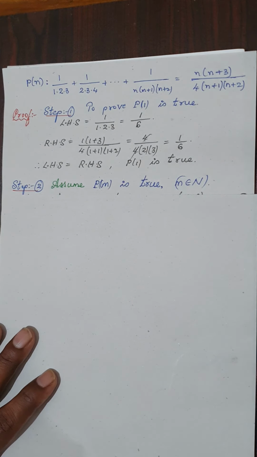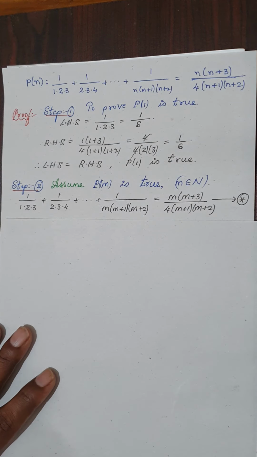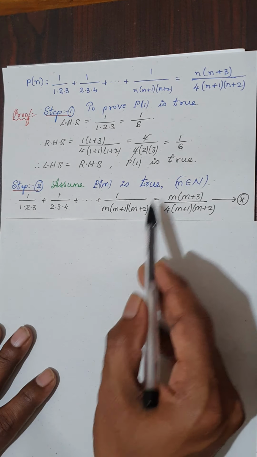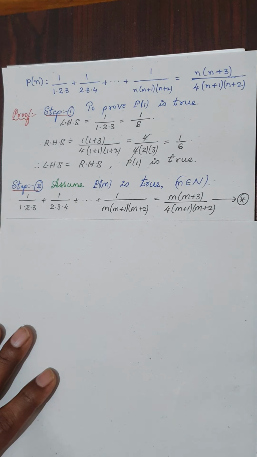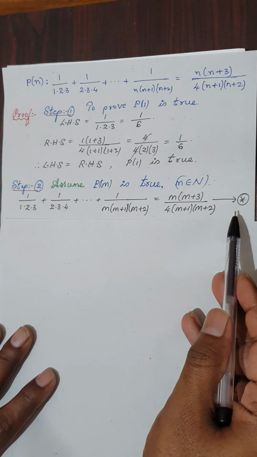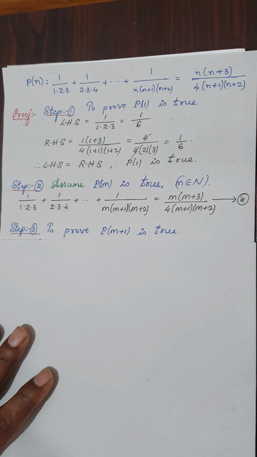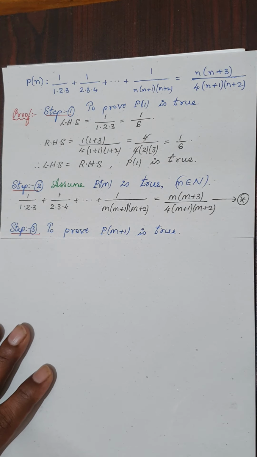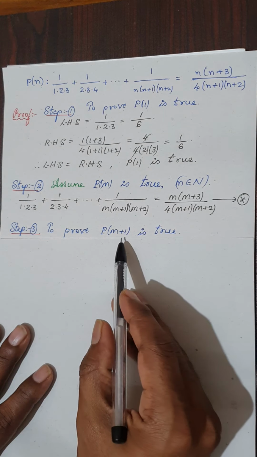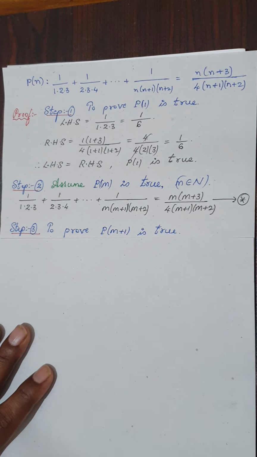In this step we don't have much to do, just replace n by m in P of n. Once you replace it, we are going to consider this equation as equation star. Fine. So moving on to the very important step, step 3, where we have to prove the same result holds good for P of m plus 1. That is to prove P of m plus 1 is true. Clear? Fine.